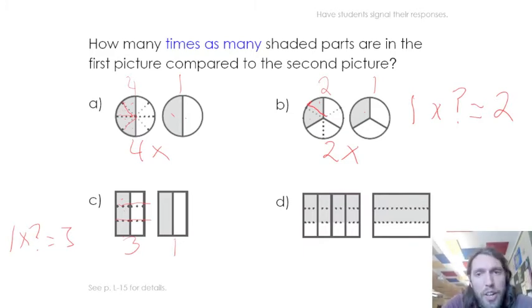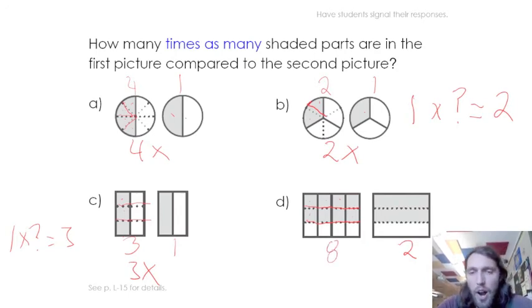I know we all know this. Any time we multiply something by 1, it also becomes that number, right? So it is 3 times as many parts. Now look at this one. This one has 2, and in here, how many shaded parts do we have? 1, 2, 3, 4, 5, 6, 7, 8.